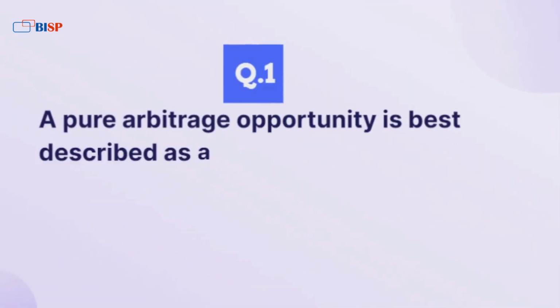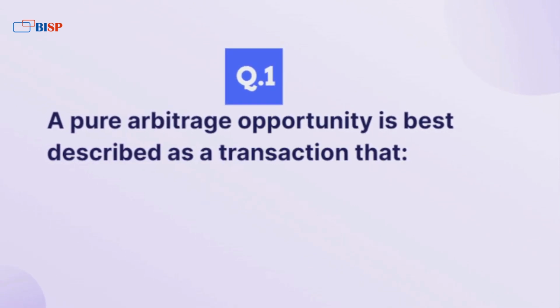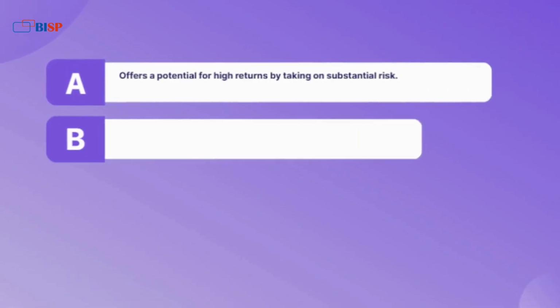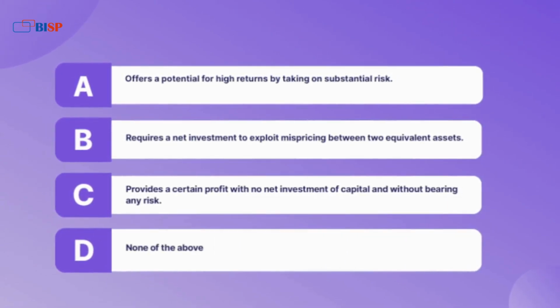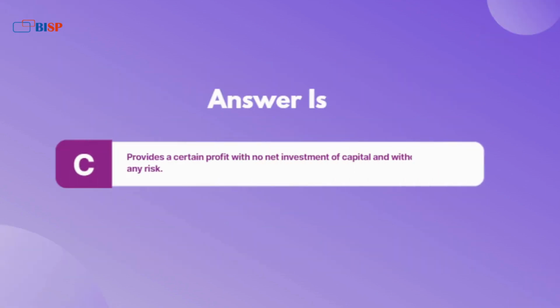A pure arbitrage opportunity is best described as a transaction that: A. Offers a potential for high returns by taking on substantial risk. B. Requires a net investment to exploit mispricing between two equivalent assets. C. Provides a certain profit with no net investment of capital and without bearing any risk. D. None of the above. Answer is C. Provides a certain profit with no net investment of capital and without bearing any risk.